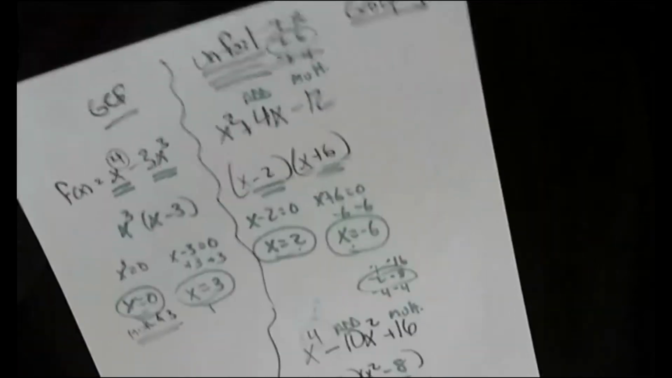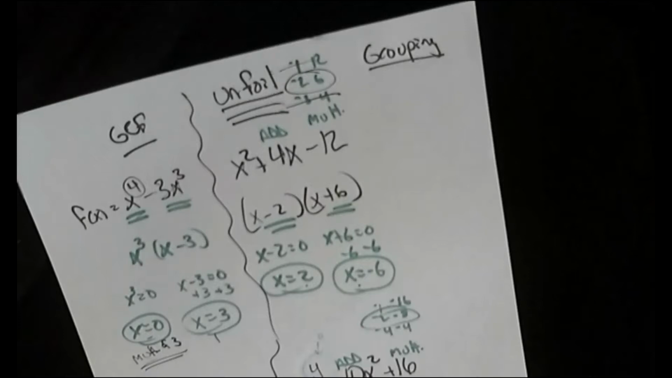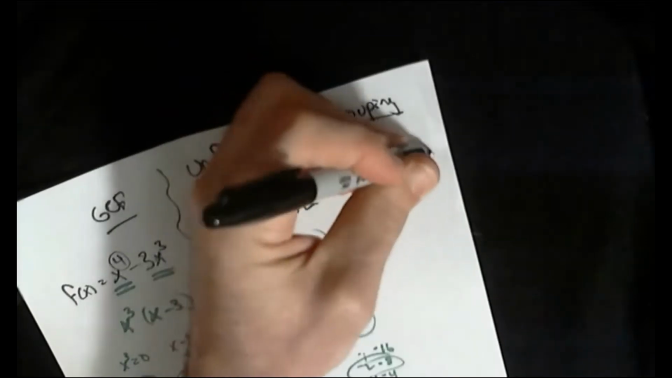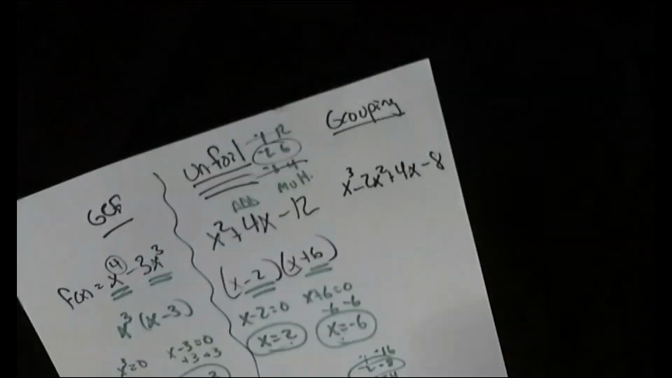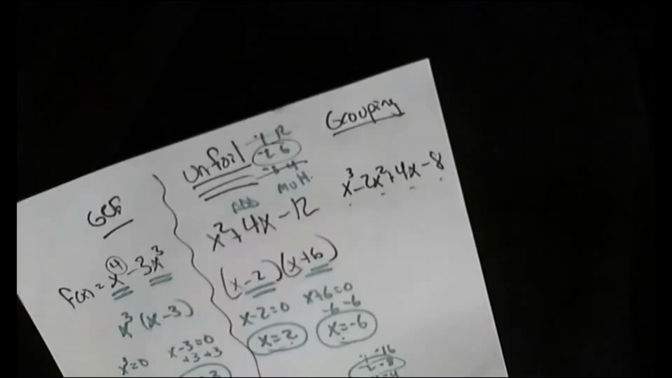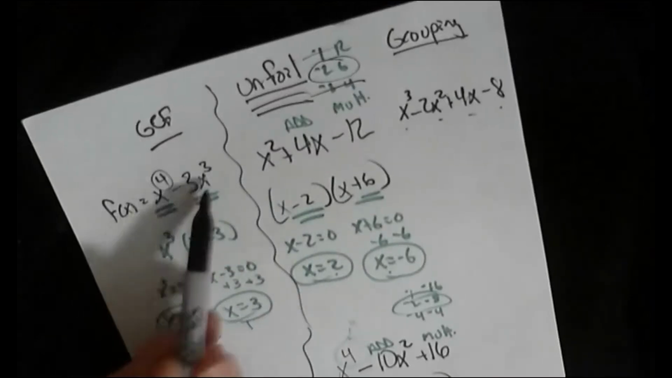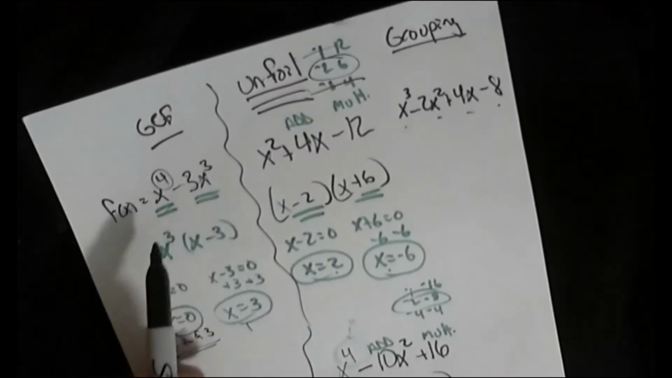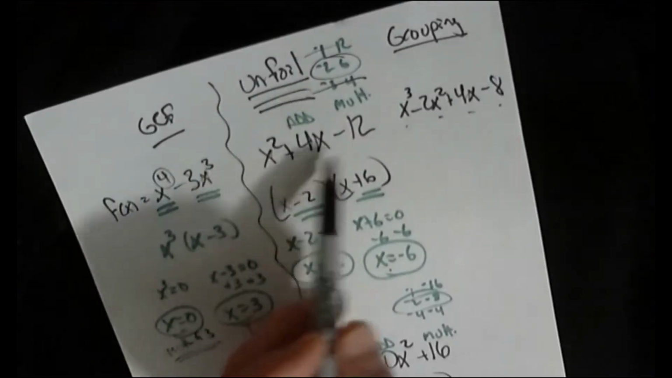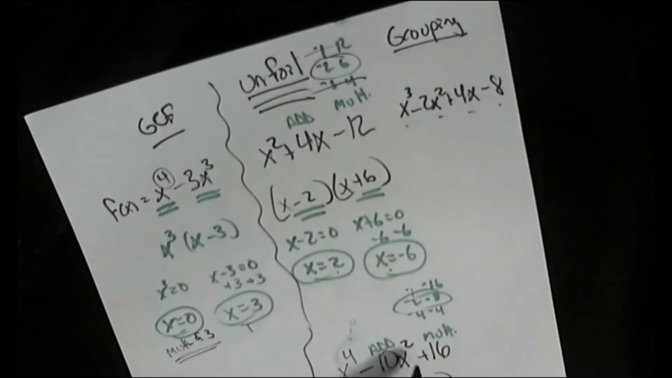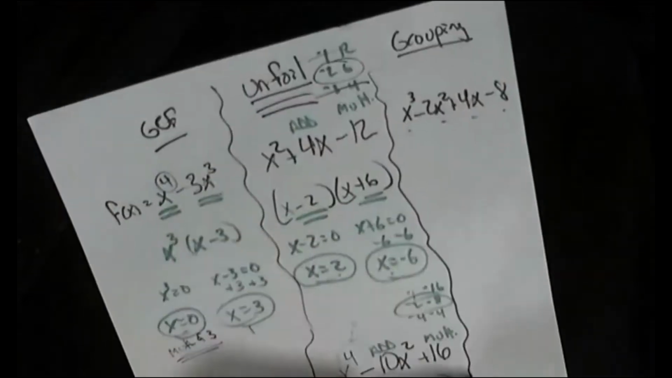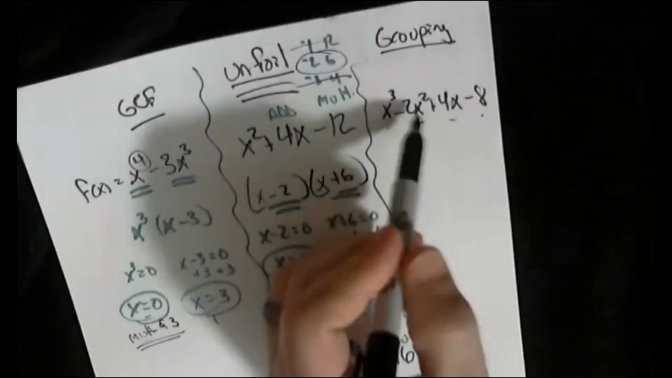All right, last but not least, there is one other form of factoring that they may ask you to do, and that's factoring by grouping. Grouping we're going to do when we have 4 terms. Greatest common factor we can always do, but you're typically going to be doing it with 2 terms. Doing this unfoil method is going to happen when you have 3 terms. We're going to factor by grouping when we have 4 terms.